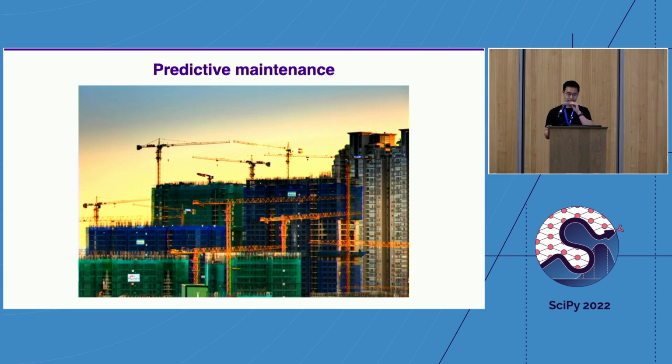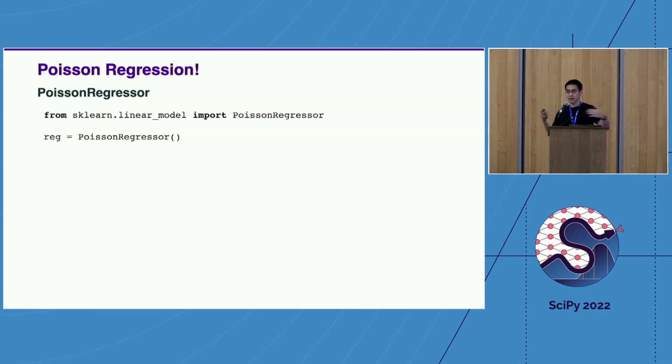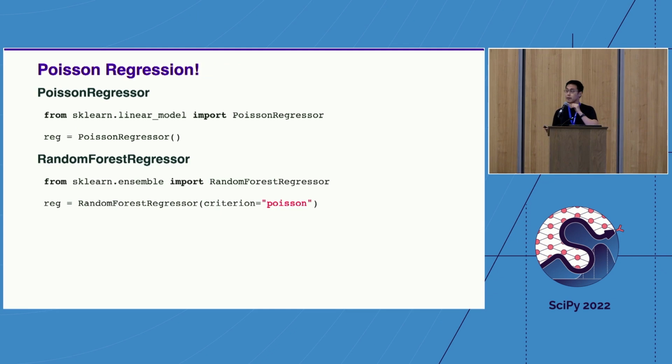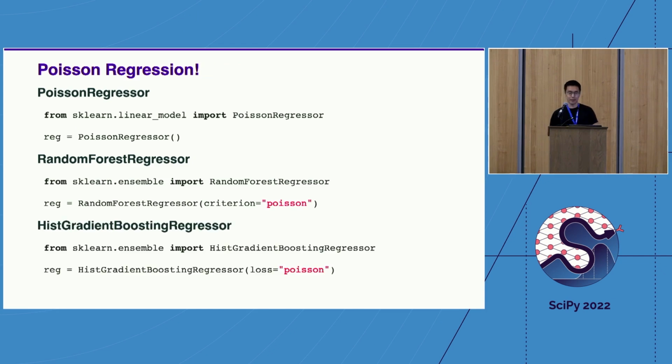So there's many different models that do this in Scikit-learn. We're going to cover 3 of them. There's the linear model, the Poisson Regressor. There's the random forest with the Poisson criterion. And there's also the HistGradientBoosting, which uses the Poisson loss. So we're going to cover all 3 of these, and we're going to talk about how Poisson influences these algorithms at a high level, because there's not enough time to cover each one of these in depth.